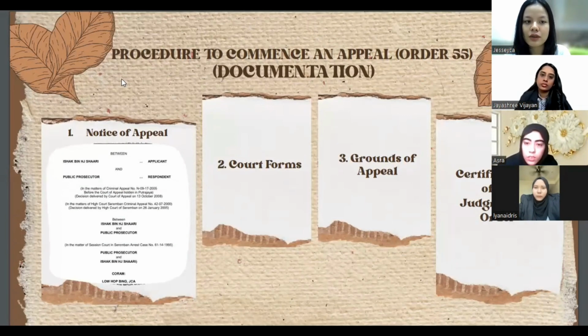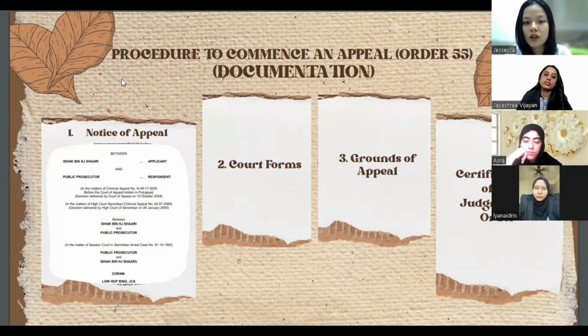My name is Jessica. Now I will present the part on documentation. The first one is the notice of appeal. This document formally notifies the court and the other parties involved that you intend to appeal the decision. It typically includes basic case information such as the court name, case number, date of the judgment being appealed, and the specific reasons or grounds for the appeal.